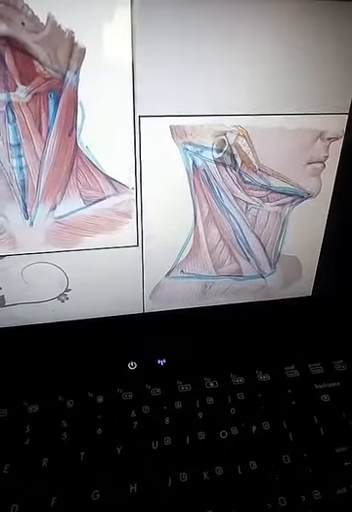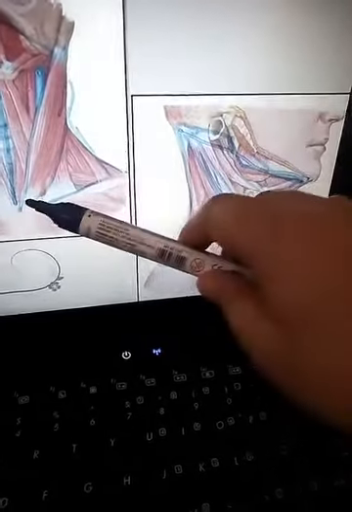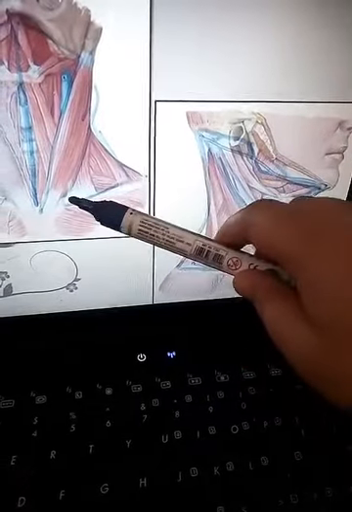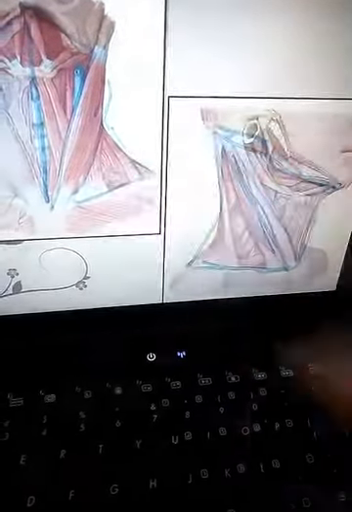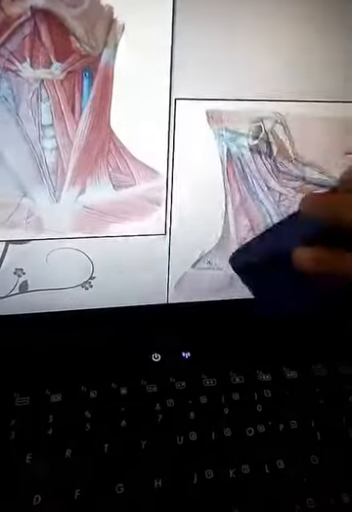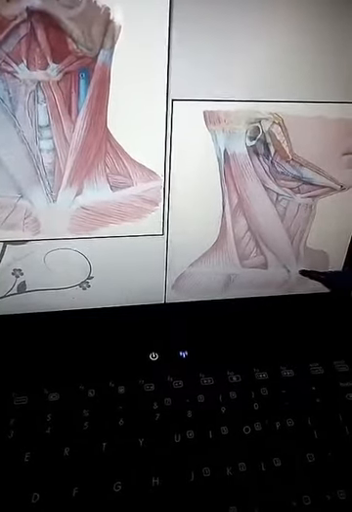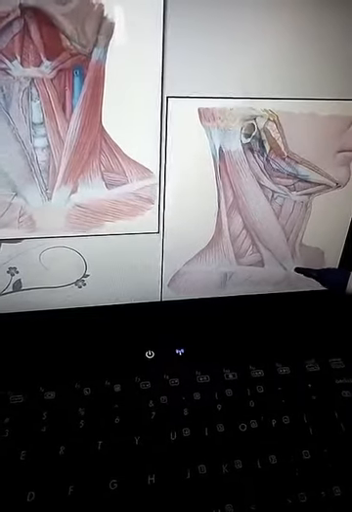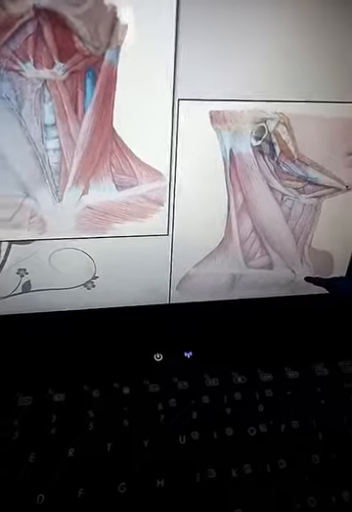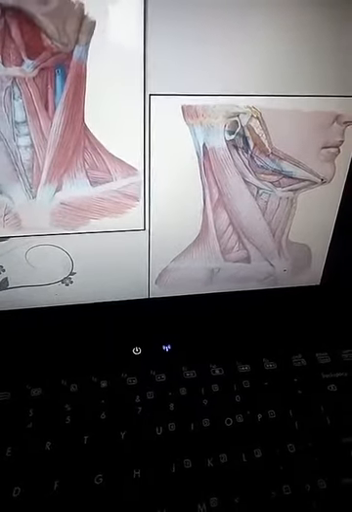The muscle originates by two heads, the sternal head. This is the sternal head. Also this is the sternal head and this is the clavicular head. So they arise by two heads. यहाँ पे भी आप देख सकते हो, it originates by two heads, the sternal head that arises from the sternum and the clavicular head that arises from the clavicle.